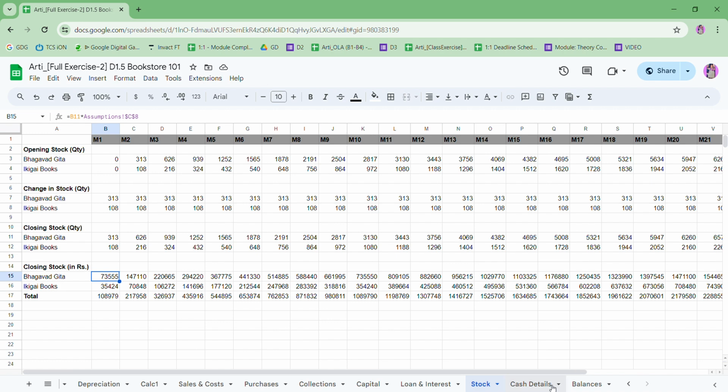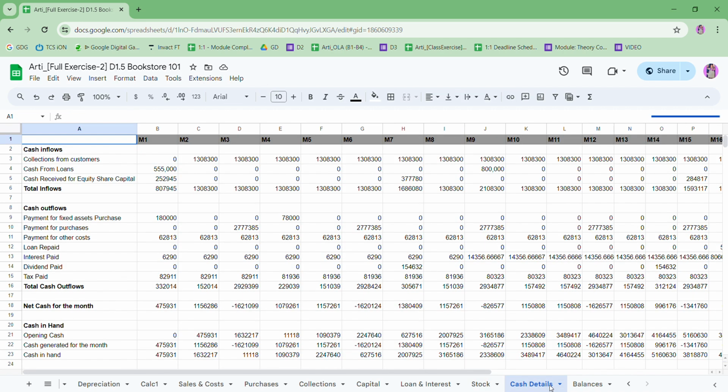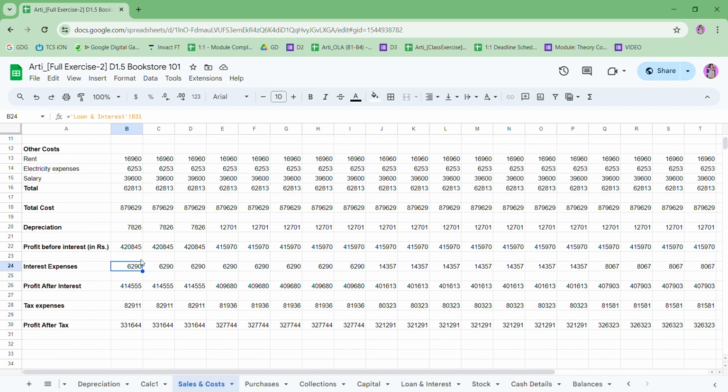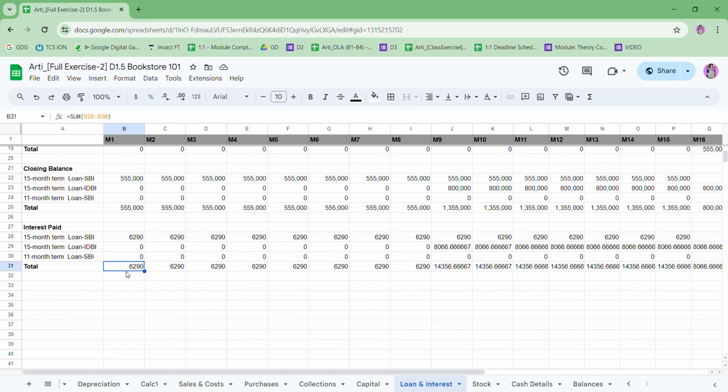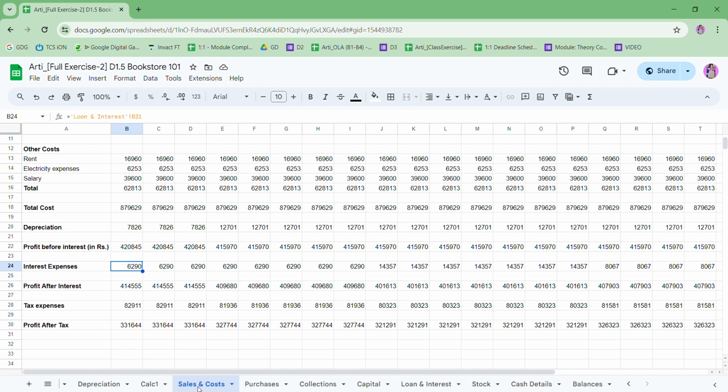Next we have used all this information in sales and cost, like in loans and interest. As I have shown you, interest paid has been calculated, so we have shown all these interest expenses in sales and cost by referencing that. And then after that we have got the profit after interest.